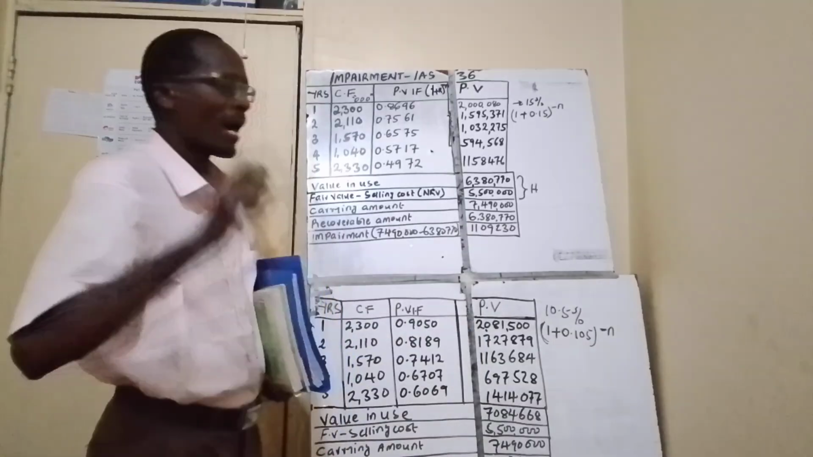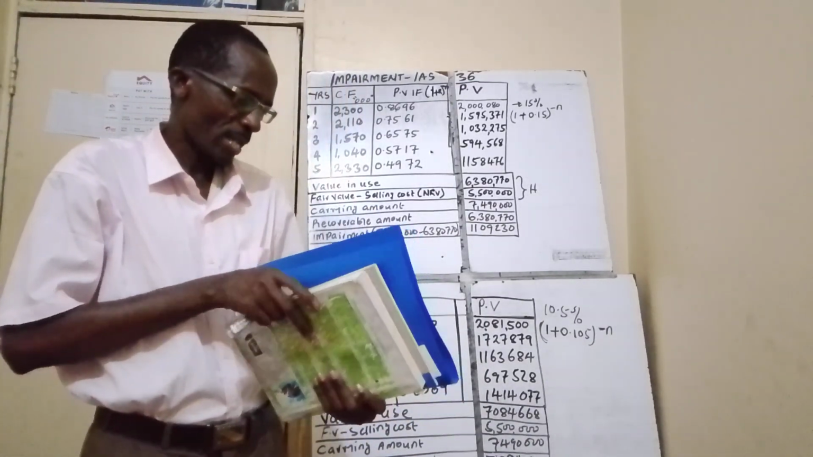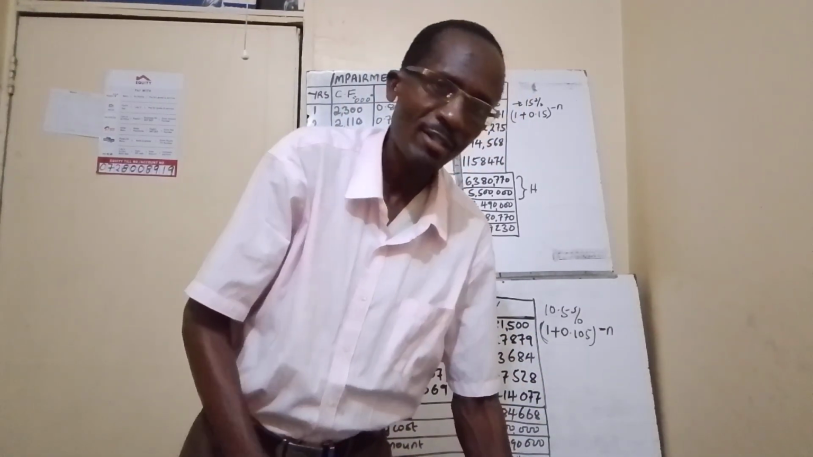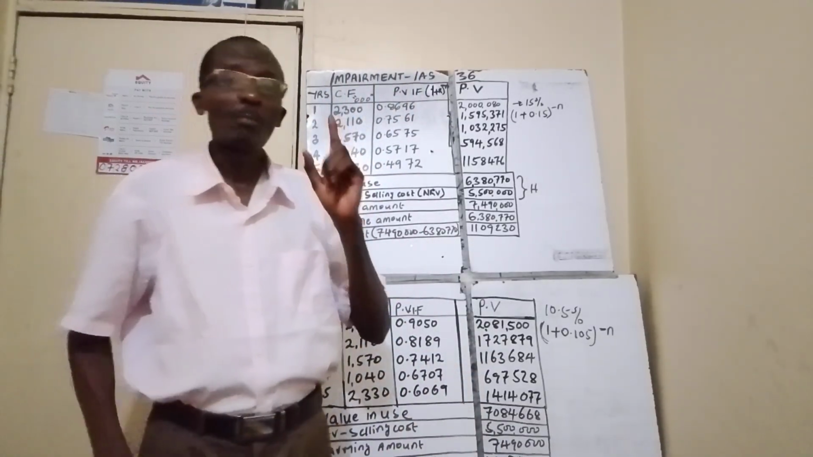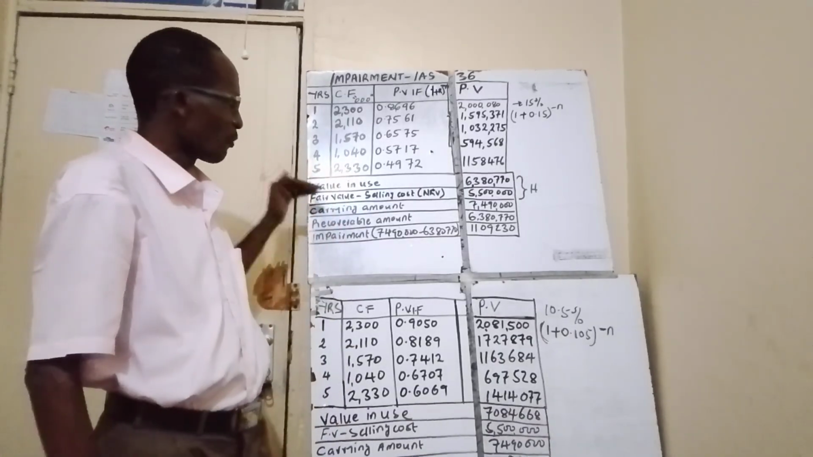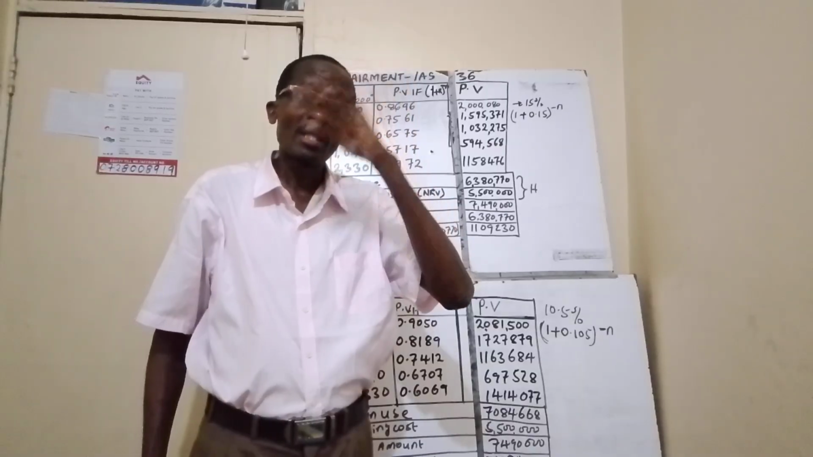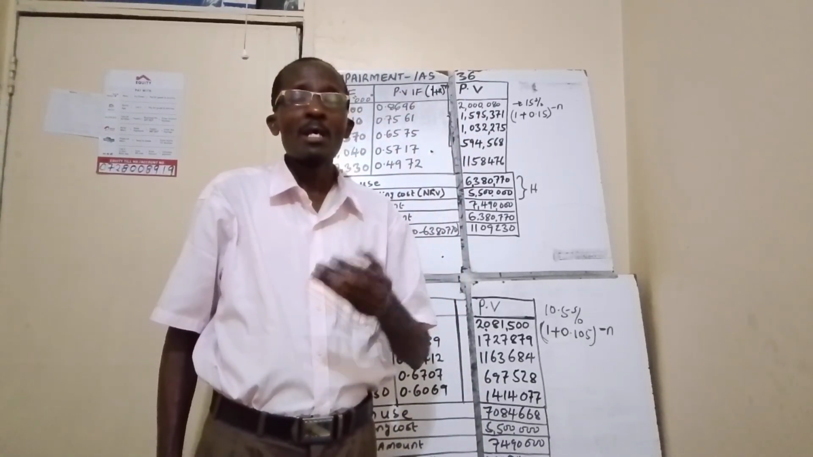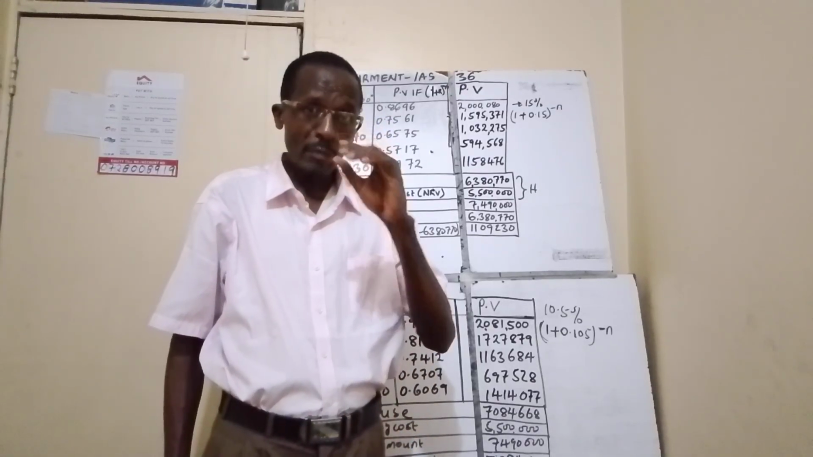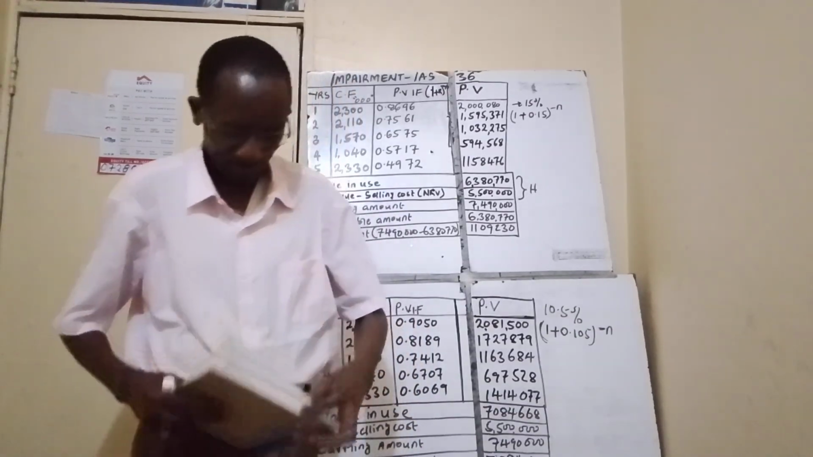So I want to show you how you establish whether an asset has been impaired. And again, I repeat that impairment occurs where carrying amount is more than recoverable amount. So in any situation, if you are given the carrying amount of an asset, and then you establish the recoverable amount, and you realize that the carrying amount is less than the recoverable amount, then that asset has not been impaired.